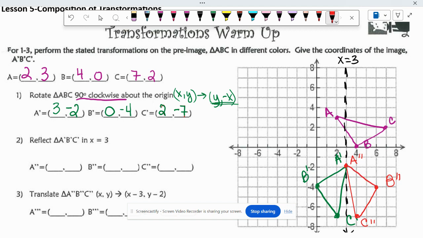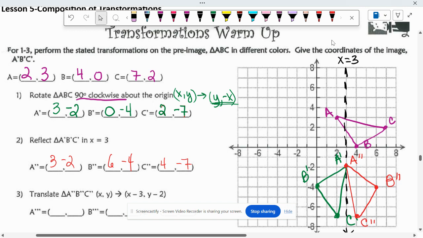Okay. So my new ordered pairs: the 3, -2 doesn't change. B double prime becomes 6, -4, I believe, right? And C double prime becomes 4, -7. Okay. What are we thinking about that? Do you guys feel okay with that one? All right. Next thing that we're going to do is translate it.